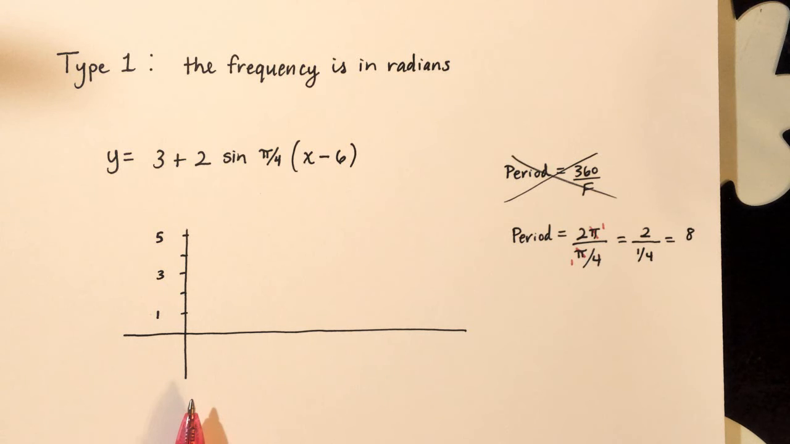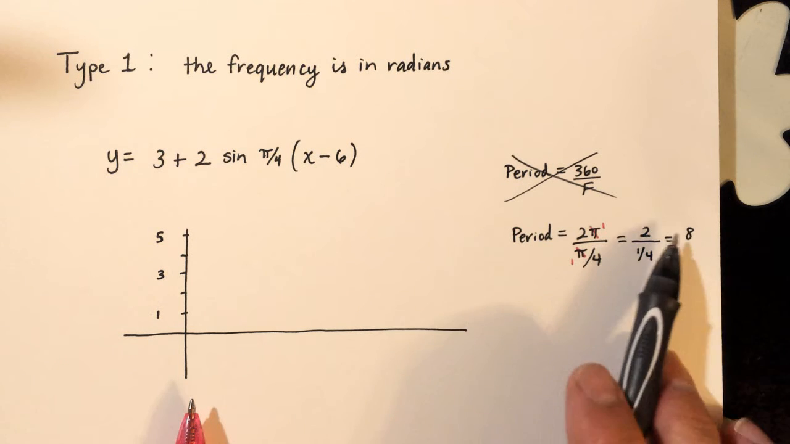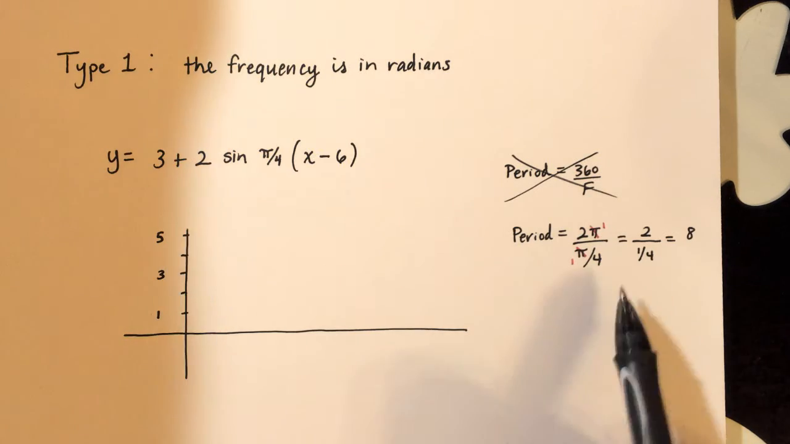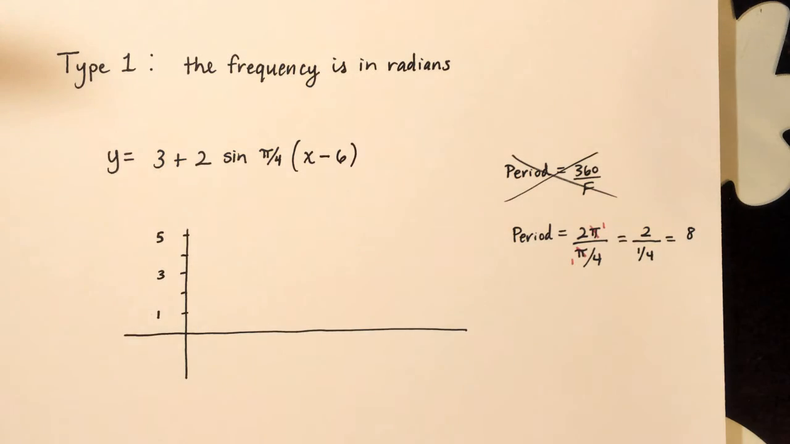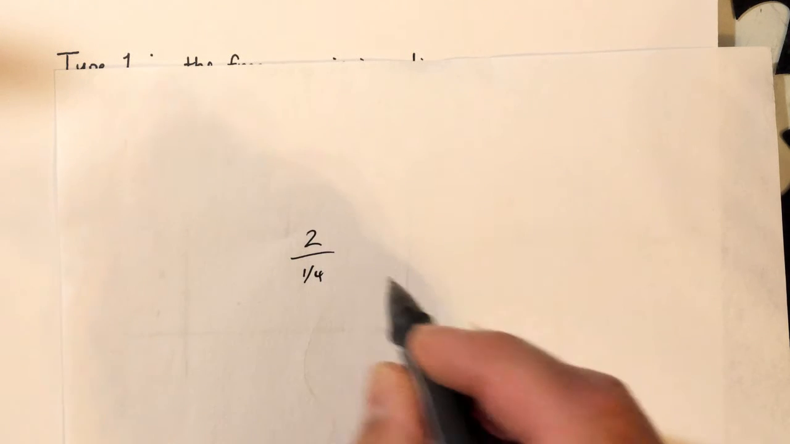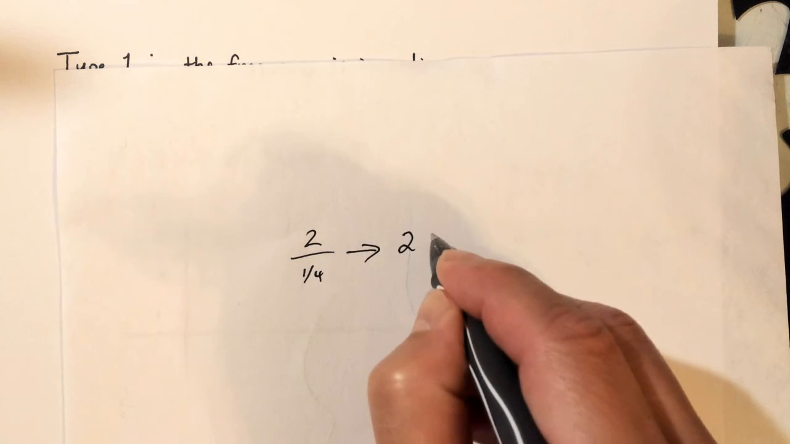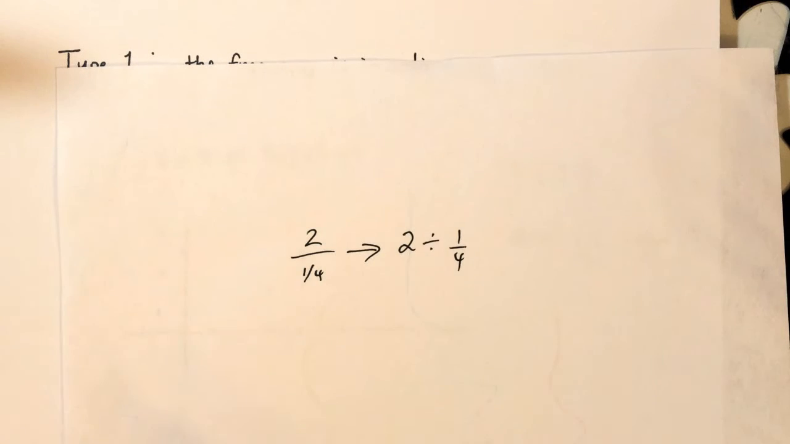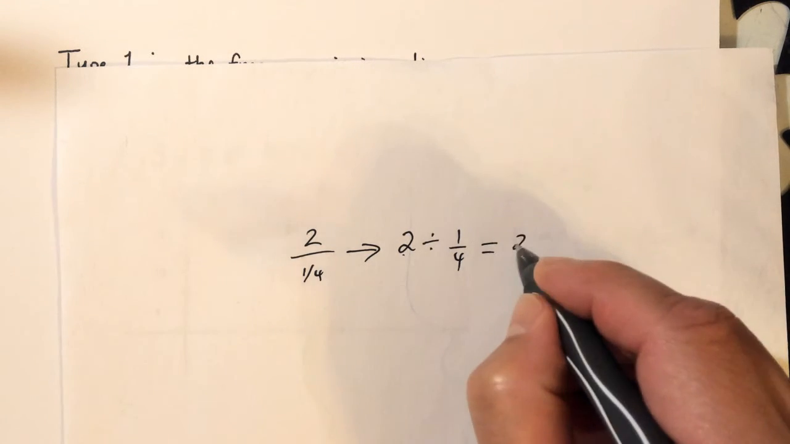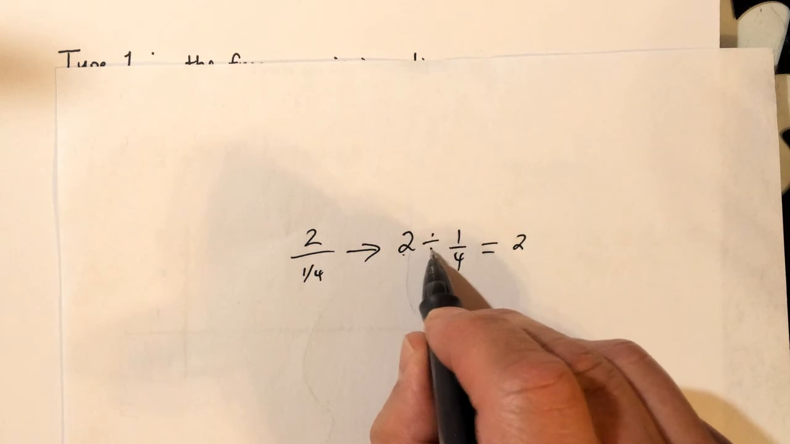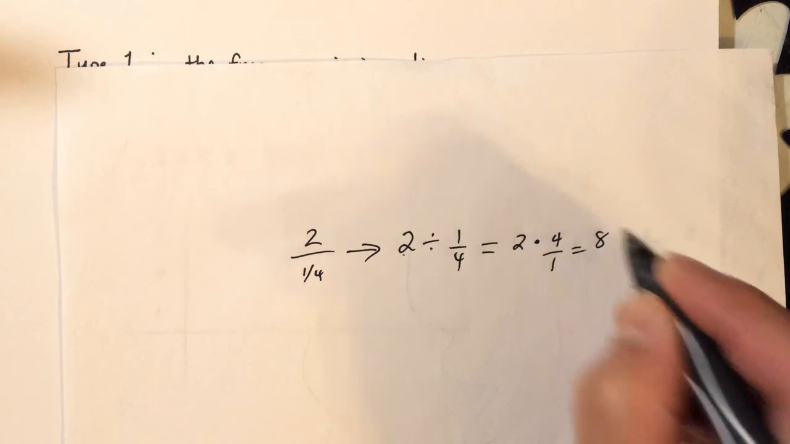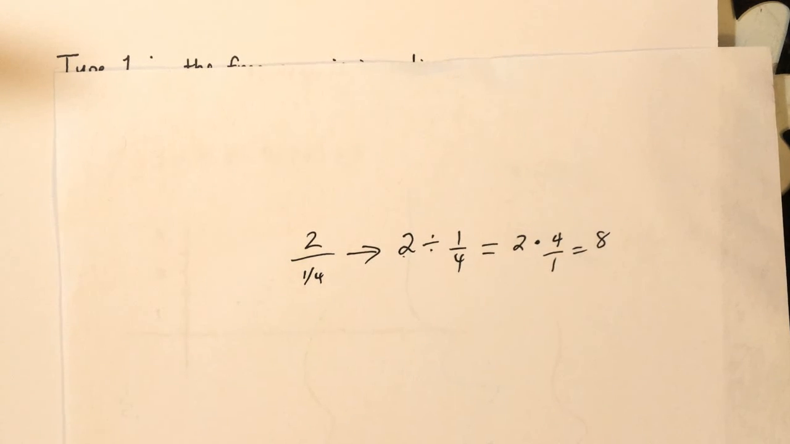Do you want me to go through that? I see some of you shaking your heads, like we need to go back and review some fraction work. Okay, so 2 divided by 1/4. Then keep it, change it, flip it. Keep it the same, change that to multiplication, flip it. And look at that, that's where you get 8 from.